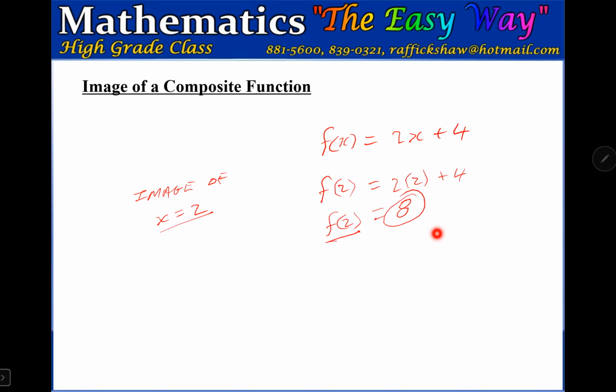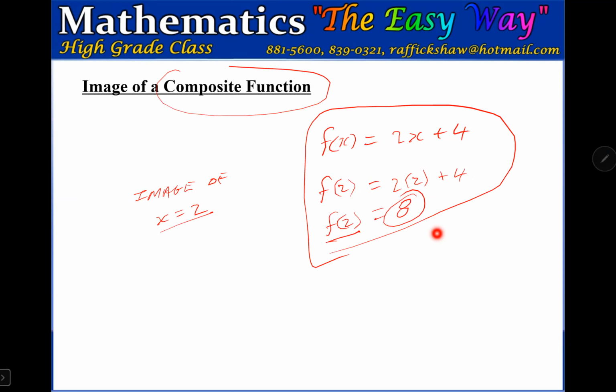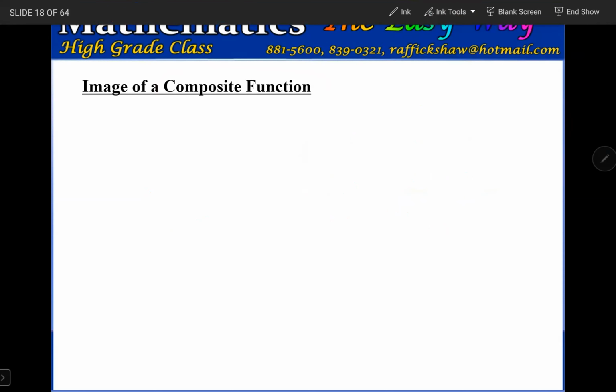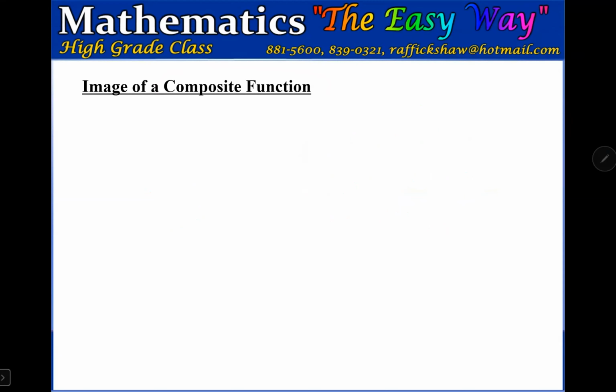Now this is an image of a simple function. Now we want the image of a composite function. And there are two ways to work out image of a composite function. It's pretty simple and straightforward, because it's the same sort of substitution you have to do. You have two methods. You can do the individual functions first, or you can do the composite function first. So method 1 is to find the image of the inner function first.